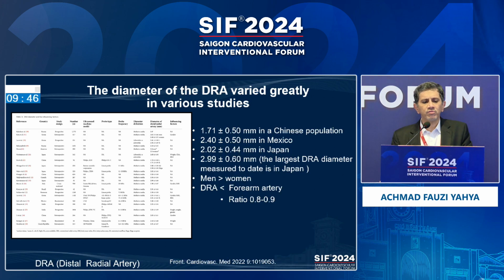The diameter of the distal radial artery varies greatly in various studies in the literature. The largest distal radial diameter was found in a Japanese study, about 3 millimeter in diameter. And the distal radial artery is about 0.8 ratio compared with the forearm radial artery.